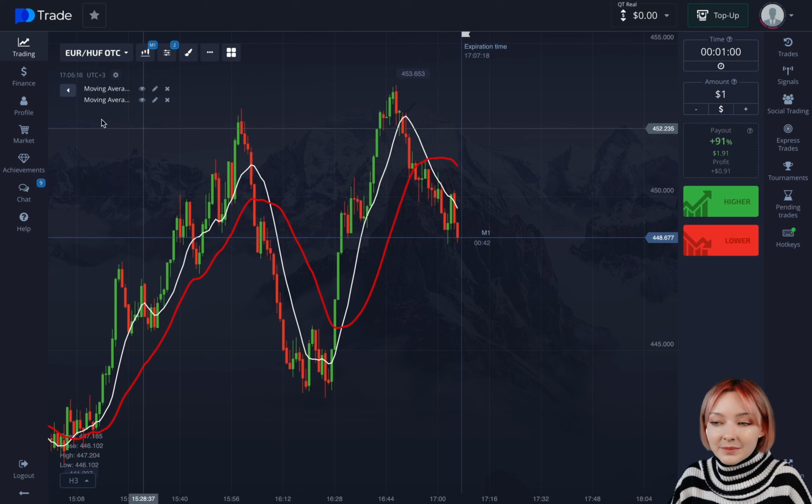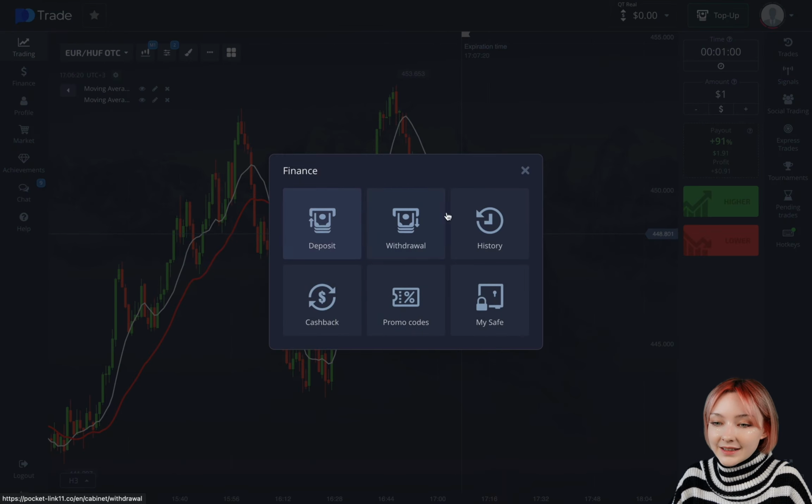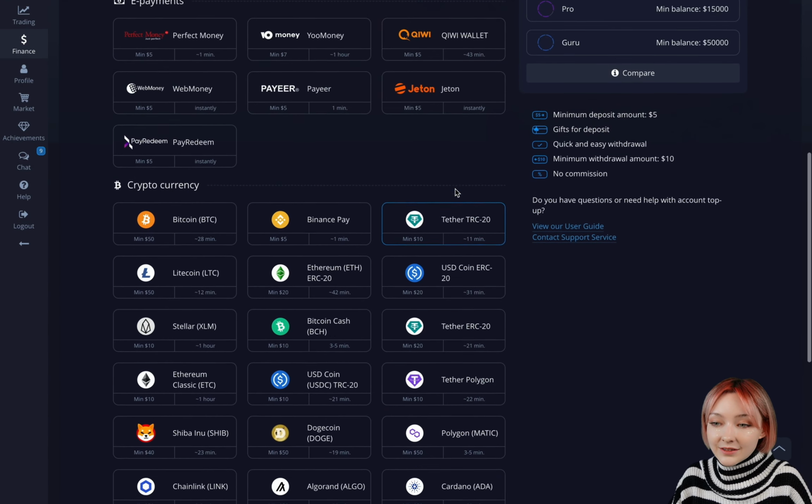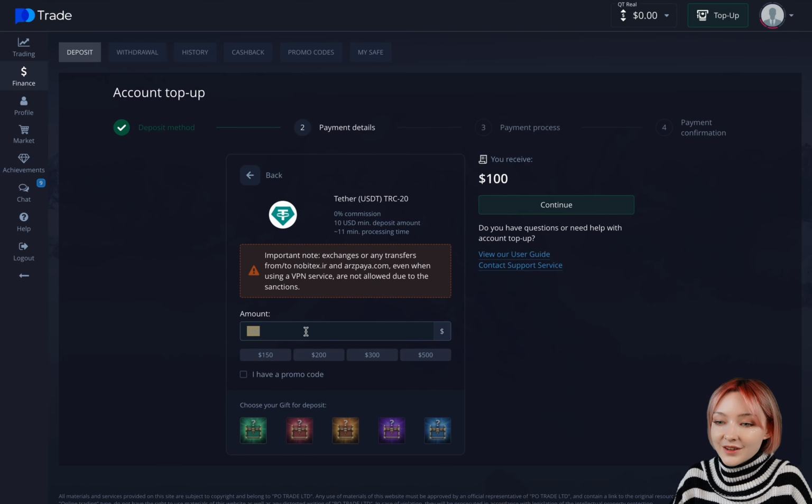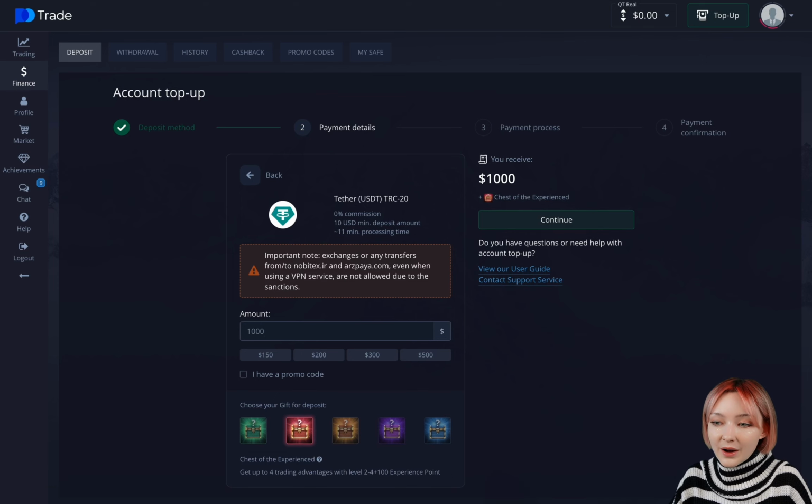And it's time to top up the account. We're clicking Finance, Deposit, choosing any convenient payment method. I personally mostly use cryptocurrency. Today I'll put $1,000 and use a special promo code.